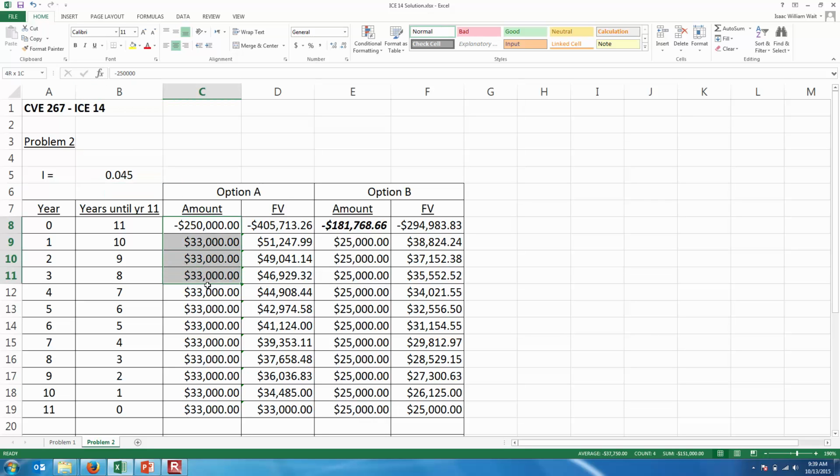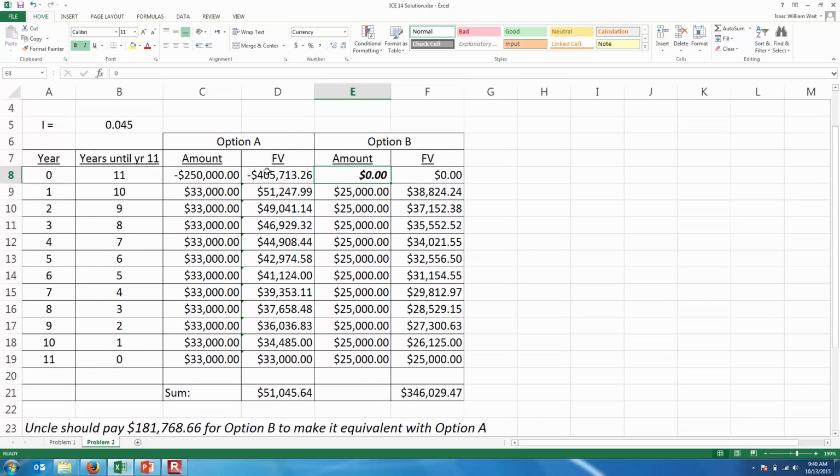And then here's the cash flow diagram for option A. And we don't yet know how much is going to be paid for option B. So you find the future value of option A, and when you do it, it should be 51,045. And the function that we're using for the future value is the interest rate, the years until year 11, and then negative of the amount. So here's the value of option A.